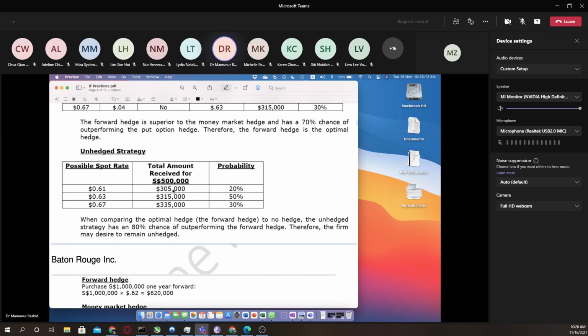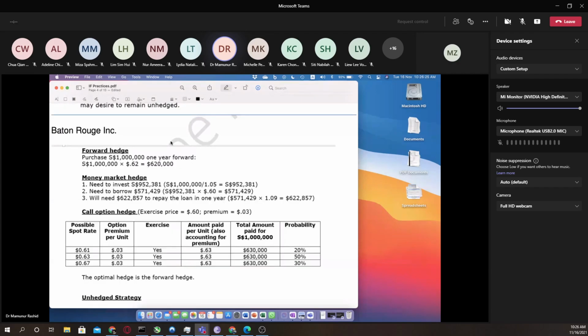So depending on your risk appetite, depending on what kind of company you are, risk taker or conservative, you will choose your specific strategy. Let's look into Button Rouge. They have 1 million Singapore dollar as payable. They need to pay, so in order to pay, they need to purchase Singapore dollar.